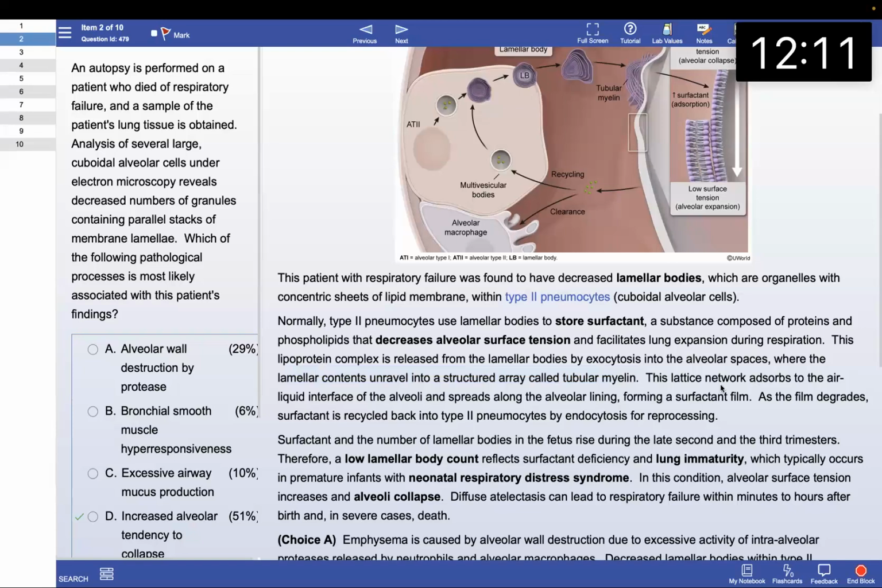This lattice network absorbs to the air-liquid interface of the alveoli and spreads along the alveolar lining, forming a surfactant film. As the film degrades, surfactant is recycled back to type 2 pneumocytes by endocytosis for reprocessing.